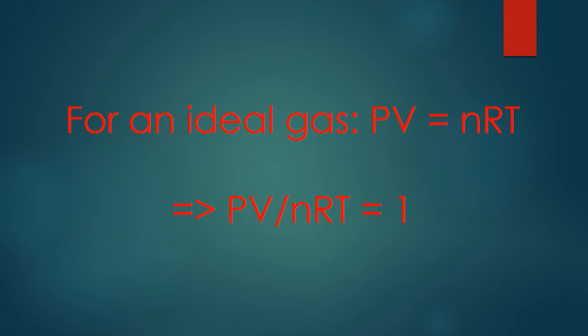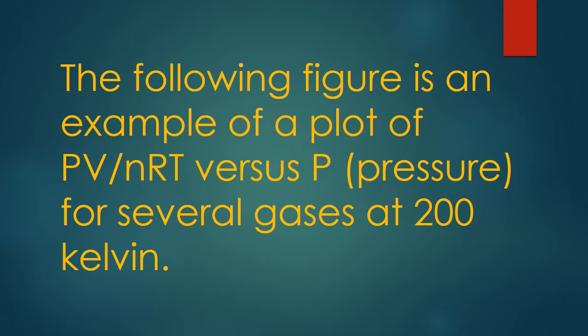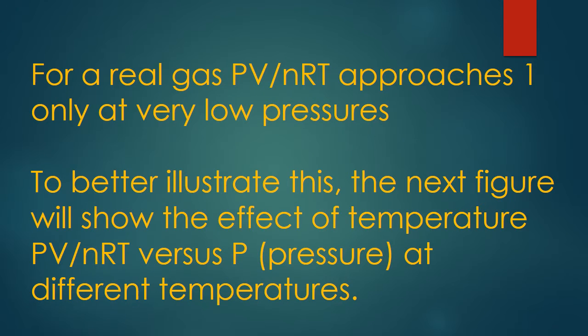negligible. So for an ideal gas, PV is equal to nRT, or by rewriting the equation, PV over nRT is equal to 1. The following figure is an example of a plot of PV over nRT versus pressure P for several gases at 200 Kelvin. So for a real gas, PV over nRT approaches 1 only at very low pressures.